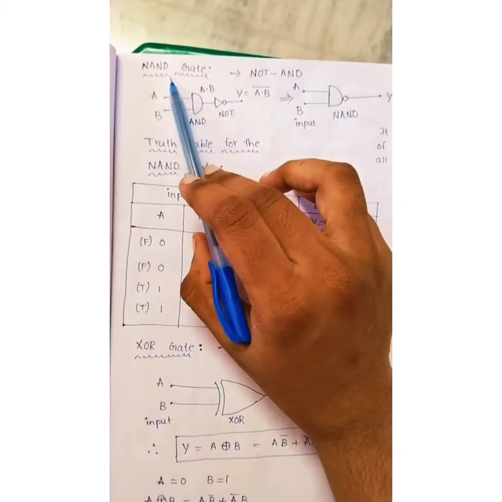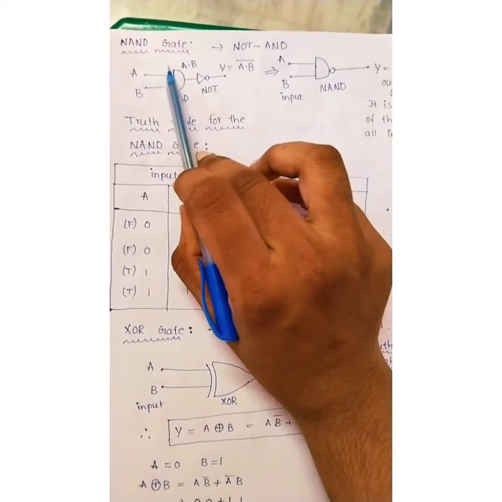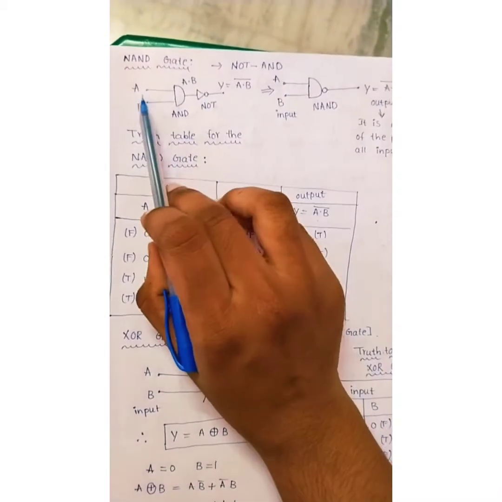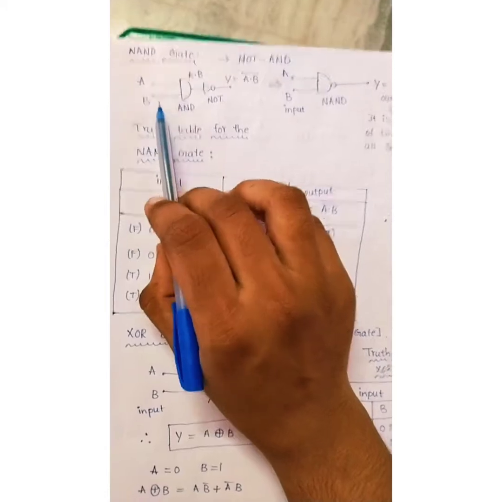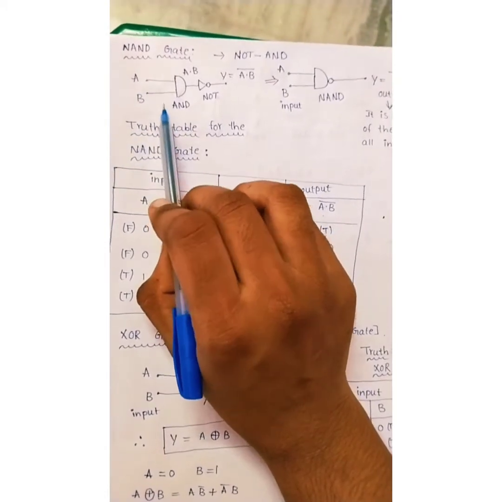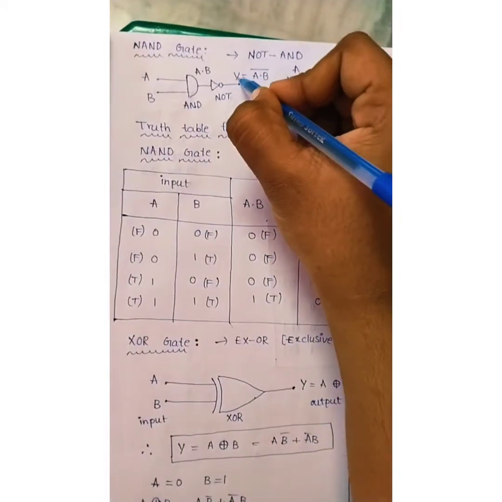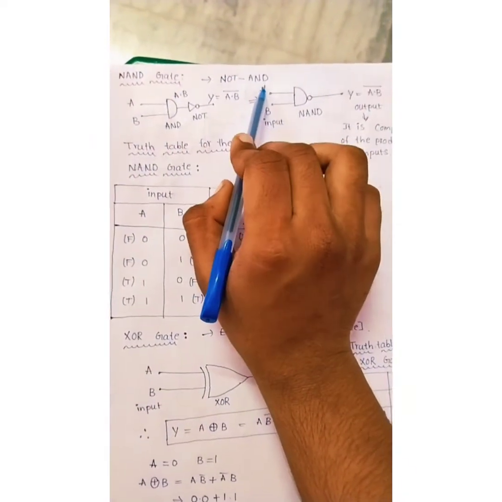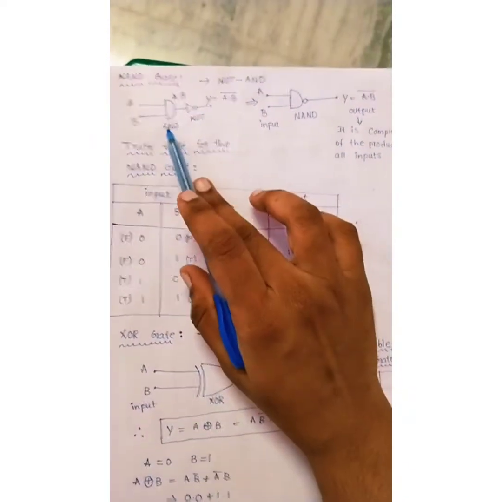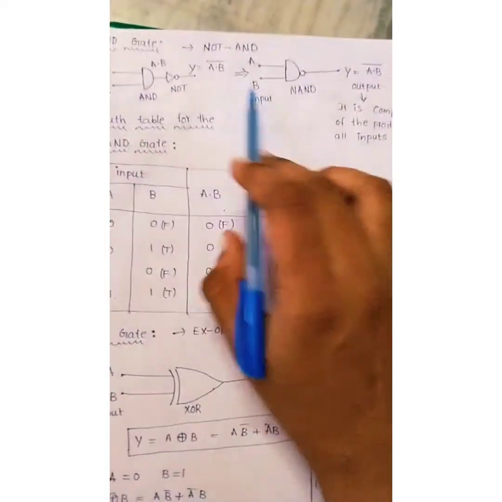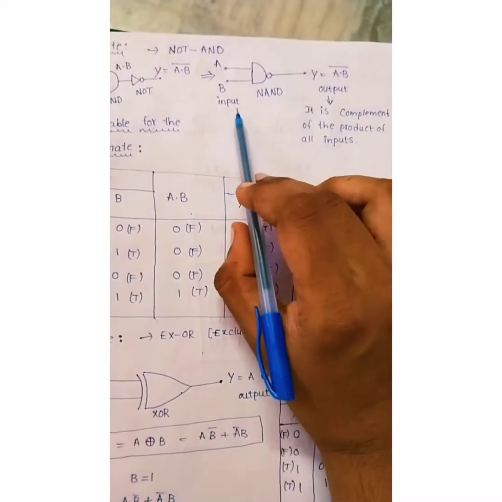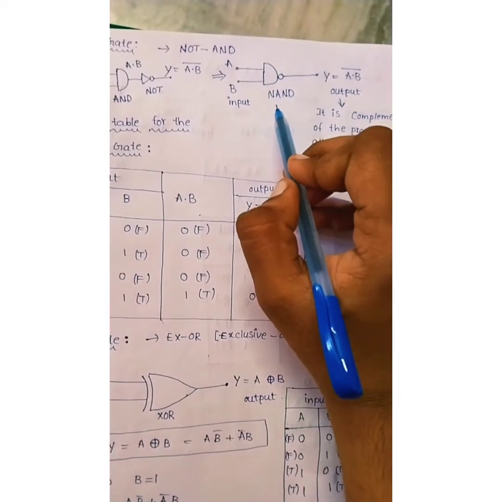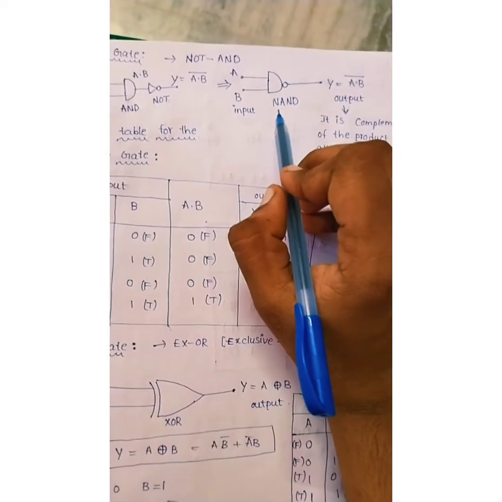Next one is the NAND gate. Here we see the NAND gate symbol. It is a combination of an AND gate and a NOT gate. The NAND gate takes 2 or more inputs and produces only one output. NAND gate means not AND. This symbol means NOT and this logic symbol means AND gate, so it is a combination of NOT gate and AND gate.